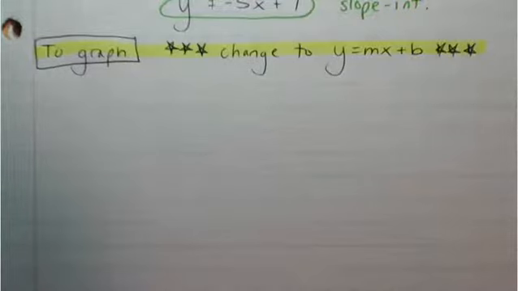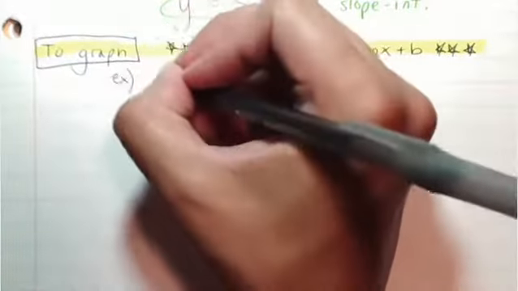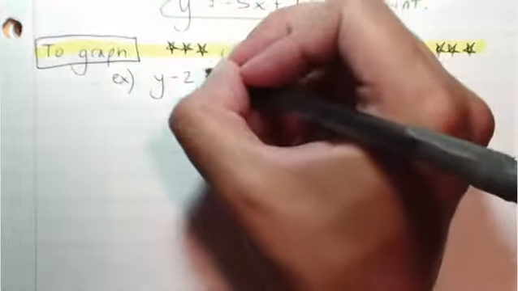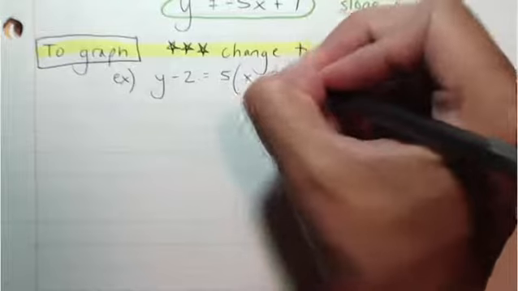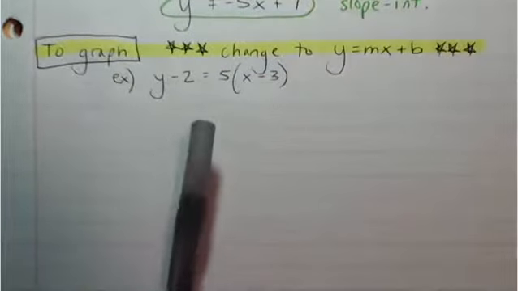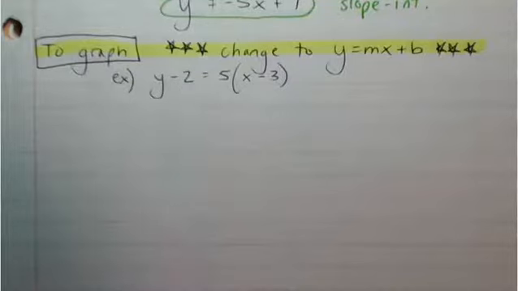So we'll do one quick one. I'll give it to you in point slope formula, and we will convert that to slope intercept form, which is y equals mx plus b. So let's do y minus 2 equals 5 times (x minus 3). Okay, again, that's in point slope formula. There's my slope, there's my point, and I'm going to convert it.